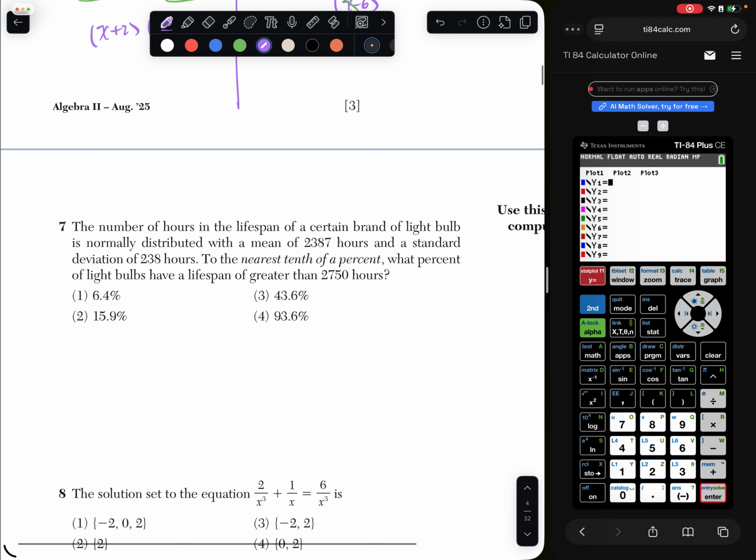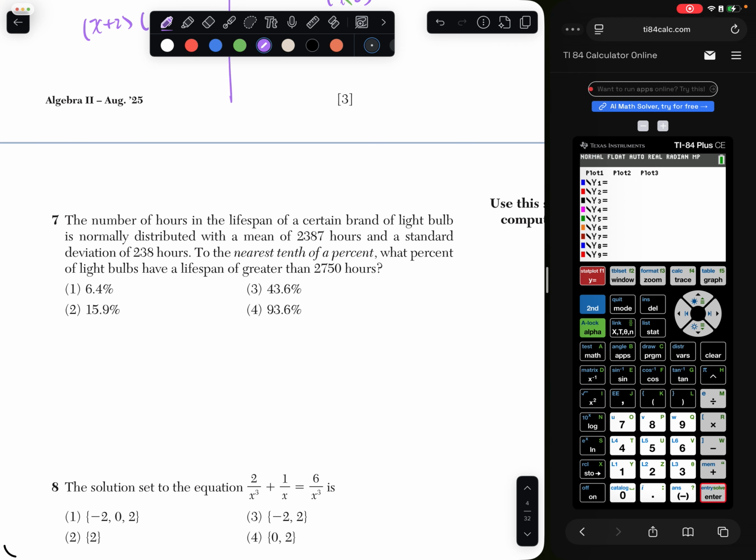Okay, the number of hours in the lifespan of a certain brand of light bulb is normally distributed. So this is a keyword here. With a mean of 2,387 hours. So my mu is going to equal 2387, and a standard deviation of 238 hours. So my sigma is 238. To the nearest tenth of a percent, what percent of light bulbs have a lifespan of greater than, so I want greater than 2,750.